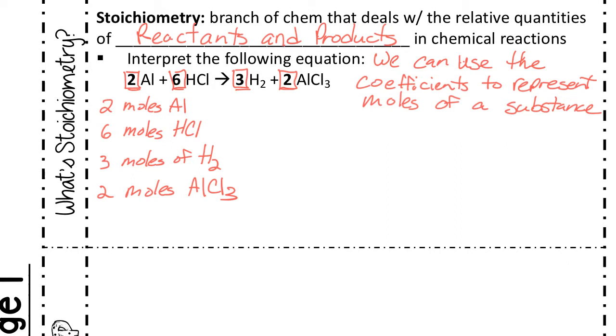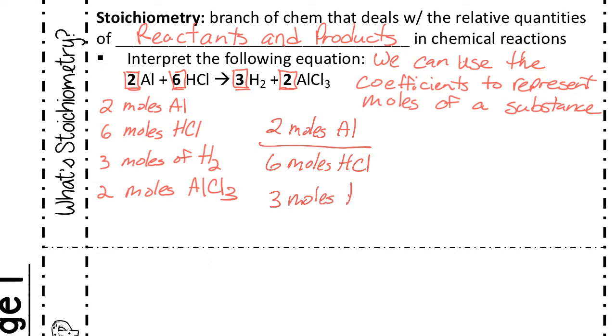Here's some examples of some ratios that can be created using moles. So I could say that I've got 2 moles of aluminum for every 6 moles of HCl. Another ratio I could create is 3 moles of hydrogen for every 2 moles of AlCl3. So these are all different ratios.